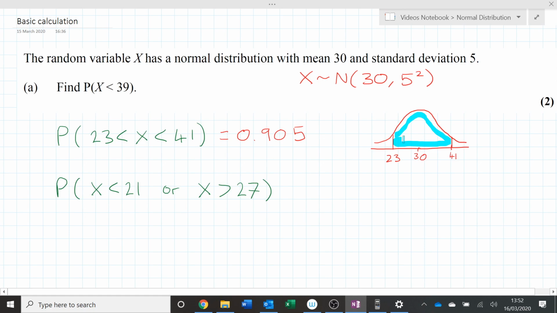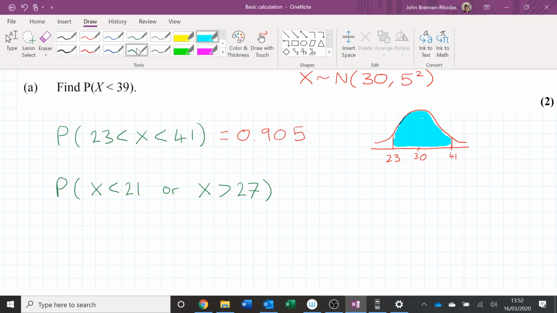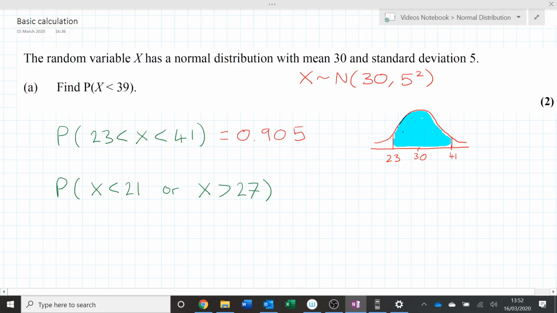I think I didn't say this explicitly, but the total area under this graph adds up to 1 because all probabilities add up to 1. The graph does actually go infinitely in most directions, but it gets very, very close to 0 as it goes in each direction. So we can see what we've just found and what the calculator has told us, without using any of those facts of the graph that we were talking about, is that this is 0.905 in area, the probability of being between 23 and 41.